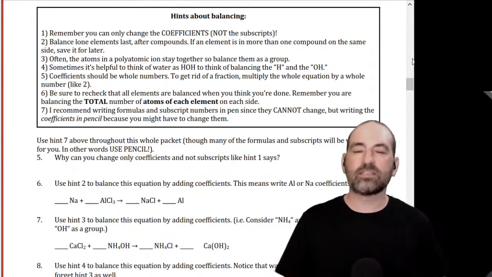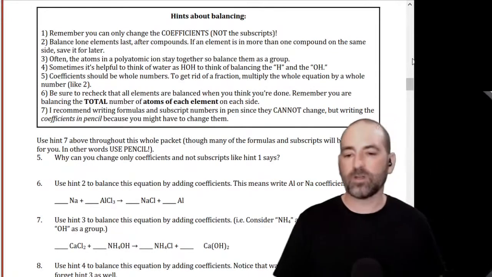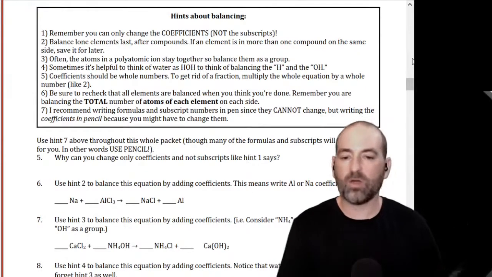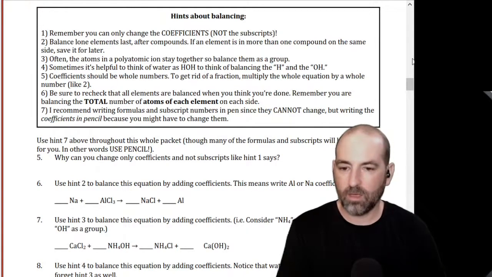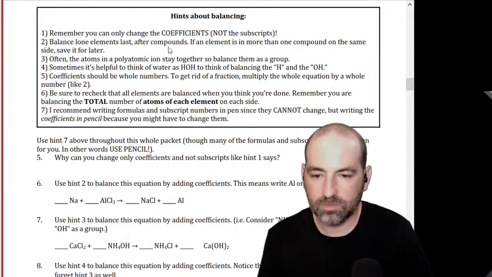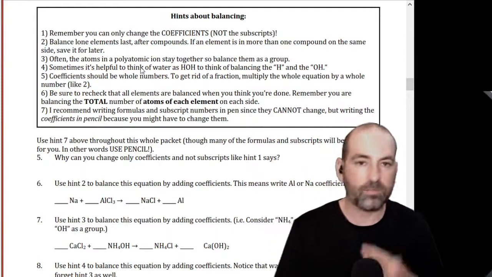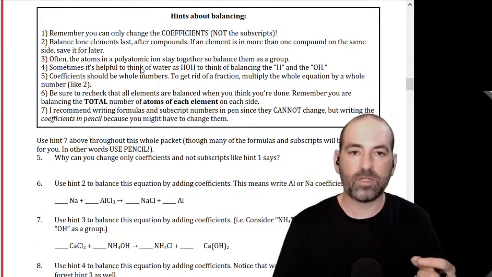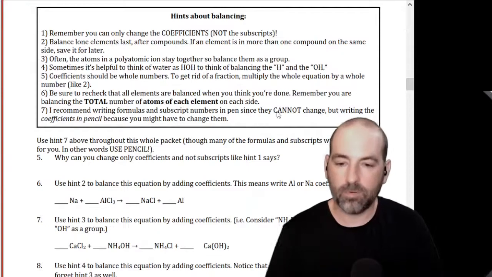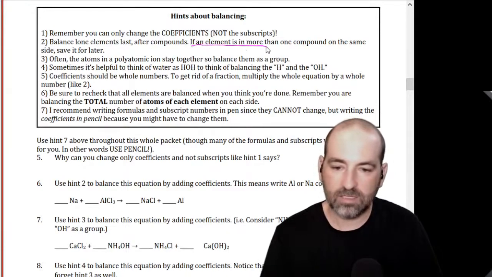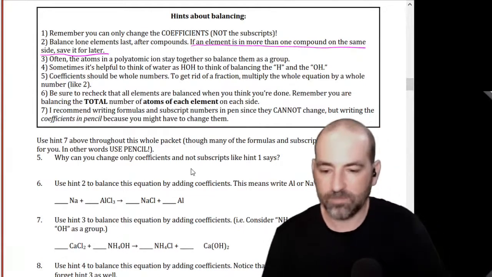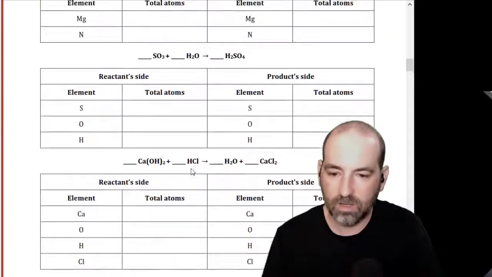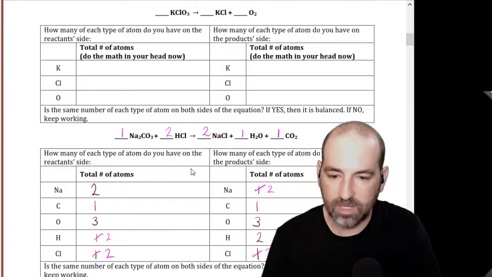But as these things get a little bit more complicated, just some things to keep in mind. So first, only change the coefficients. That's all we're ever doing is changing those numbers out front. We can't change the subscripts at all. In general, you want to do the compounds first and then the lone elements last, because when you change the number of a lone element, you don't affect anything else. But more importantly, this second sentence, if an element is in more than one compound on the same side, save it for later. So going back to, I don't think we had that in either of our examples here.